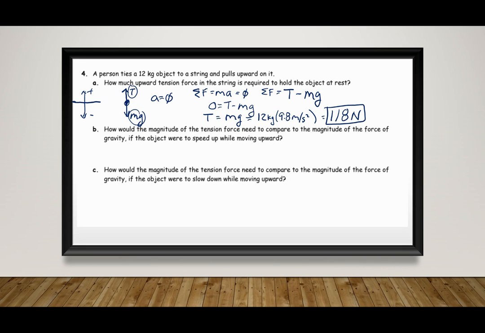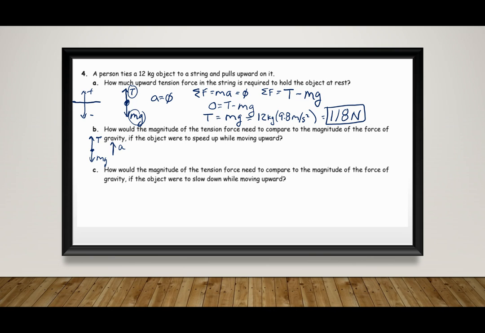Okay? Now, how would the magnitude of the tension force need to compare to the magnitude of the force of gravity if the object were to speed up while moving upward? Okay, so now we have our object, we have our tension, our free body diagram has not changed. But I'm accelerating upward. Now, acceleration is not something that you include on your free body diagram. Always make sure that you put it on the side so that a grader does not think that you are including it as a force vector.